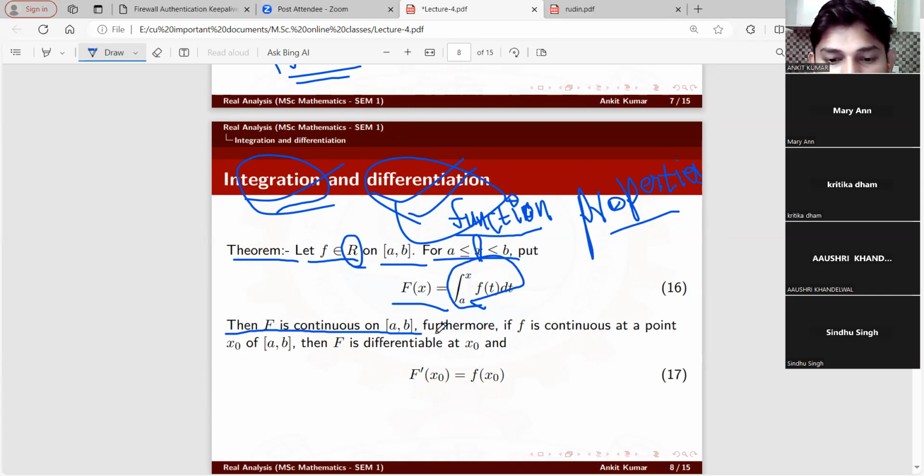First of all, furthermore, if f is continuous at a point x naught belonging to the closed interval a comma b, then capital F is differentiable at x naught. Okay. So here the property says that suppose f is a Riemann integrable function on one closed interval a comma b, and x is any point between a to b.